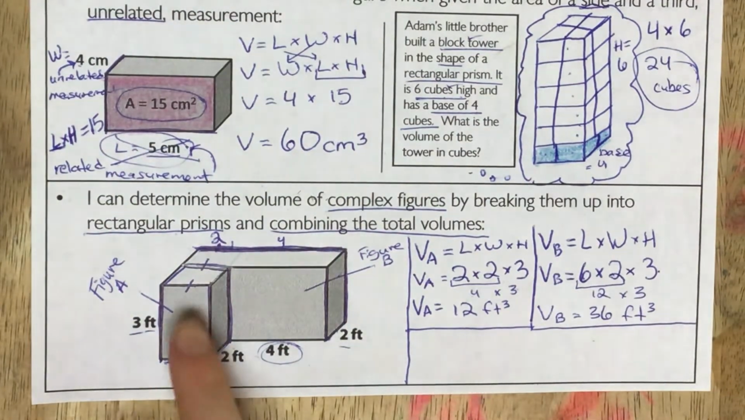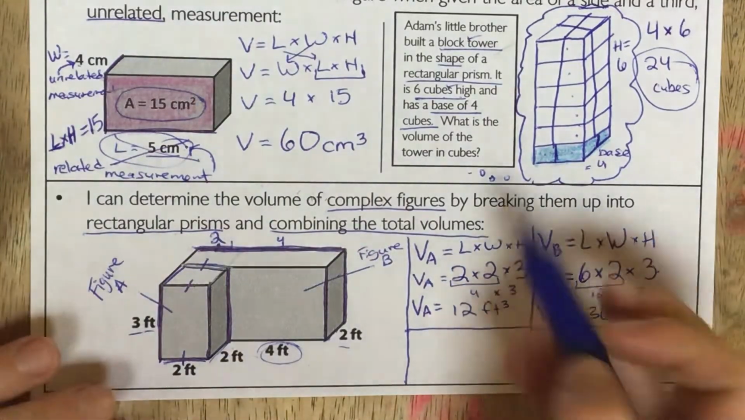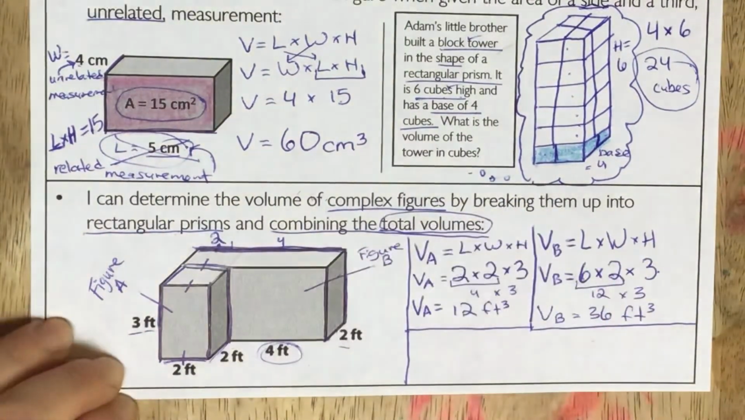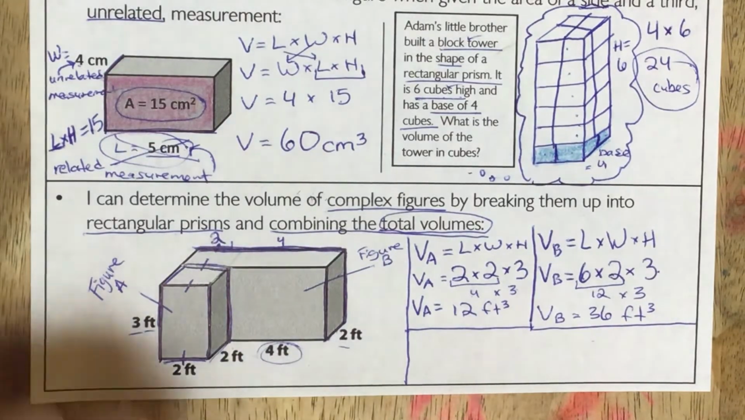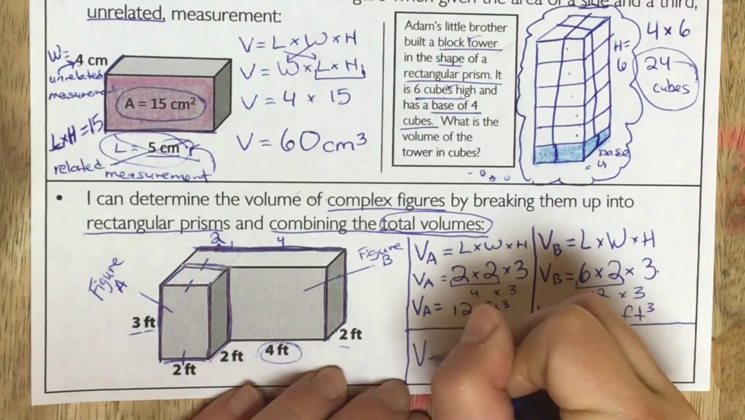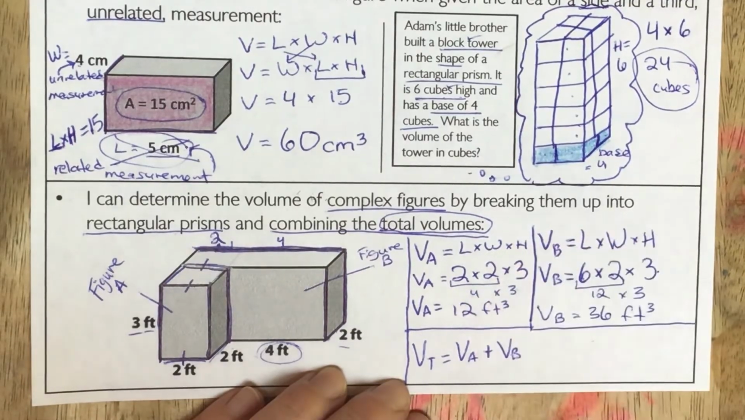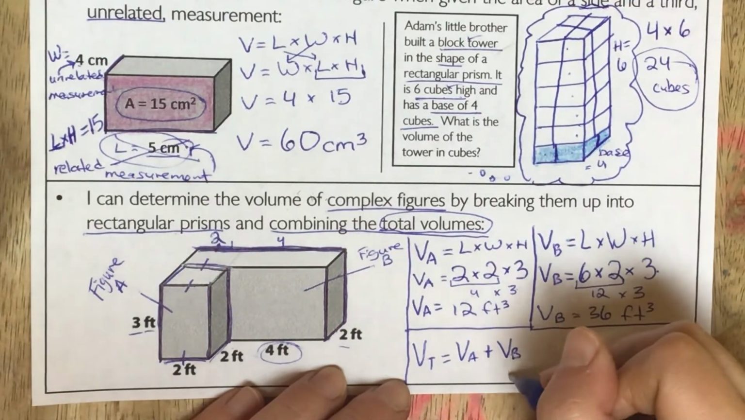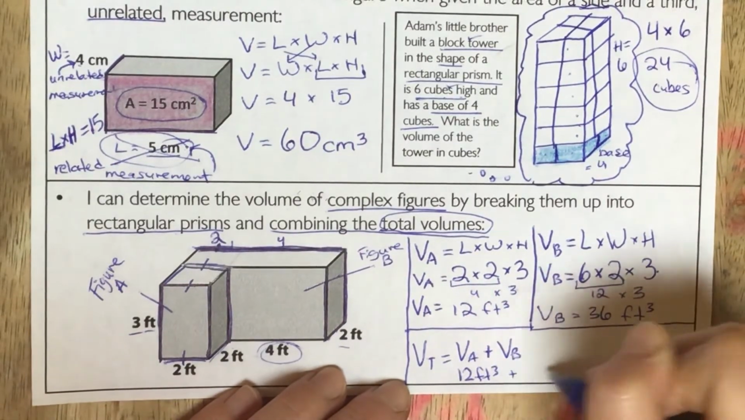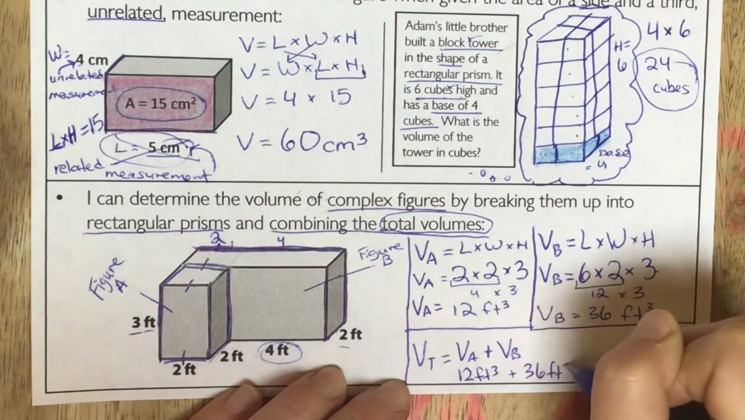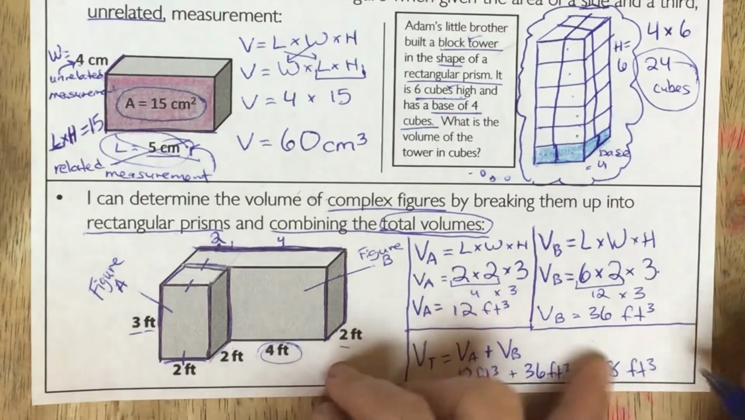So I figured out the volume of this piece and the volume of this piece. Now I want to find the total volume. To do so, I'm going to add the volume of figure A plus the volume of figure B. Volume total equals the volume of figure A plus the volume of figure B. So figure A is 12 feet cubed. Figure B is 36 feet cubed. My total volume is 48 cubic feet.